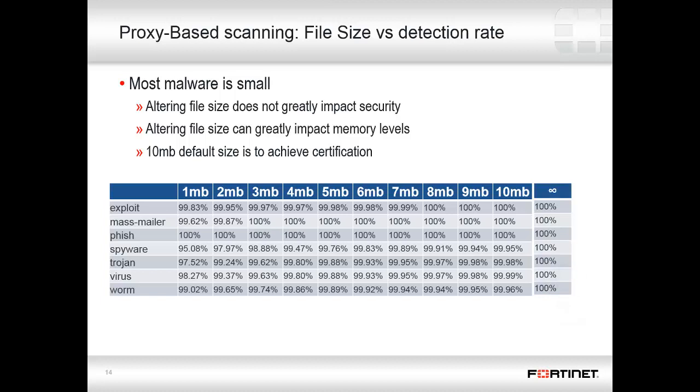Something that causes people a lot of confusion is the default oversize file limit. The simple fact is that most viruses are very small, so changing this value does not have as big an impact on security as people think. The default of 10 megabytes is set in order to achieve some of the device's certifications. In order to achieve 100% detection across all categories, you would need to be able to buffer and scan an infinitely large file. Seeing as all firewalls have limited memory capacity, that's not possible. As you can see though, the sweet spot for getting maximum detection for minimum cost is 3 or 4 megs.